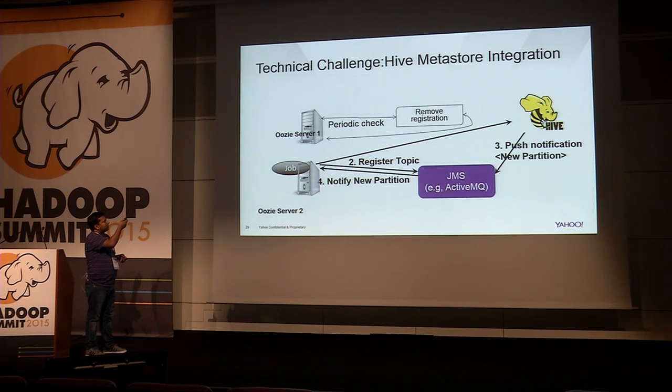So there is server 1 and then server 2. Server 2 receives a notification. Server 1 periodically checks, and then it figures out that the job status got changed, and then it removes the entry from the internal memory.